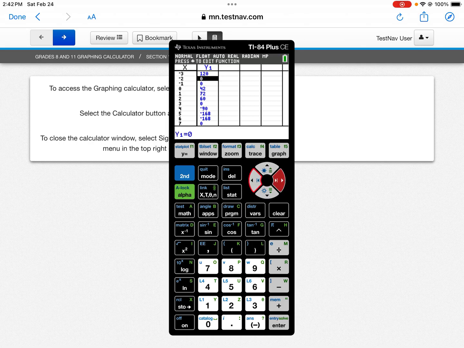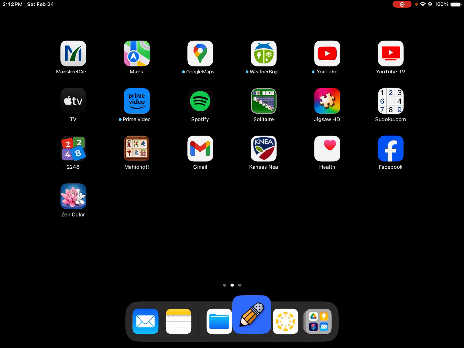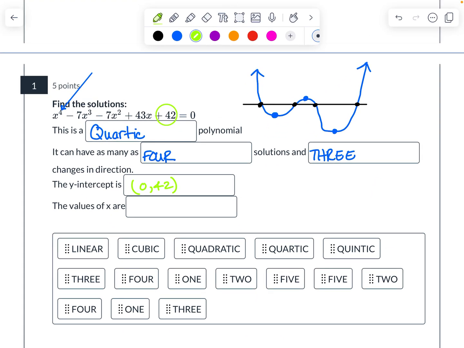So negative 2 is an answer. Negative 1 is an answer. 3 is an answer. And 7 is an answer. Or you certainly could have just hit graph and counted your spaces. Negative 2, negative 1, 3, and 7. So we're going to come here and we're going to say our solutions are negative 2, negative 1, 3, and 7. And so that is it, friends. That's all that needs to be done on that problem.